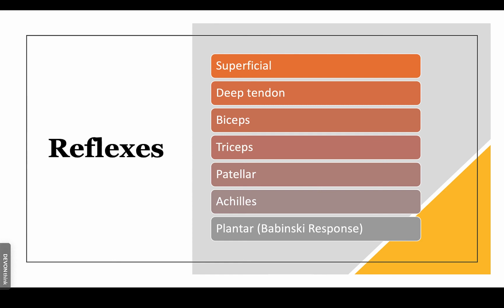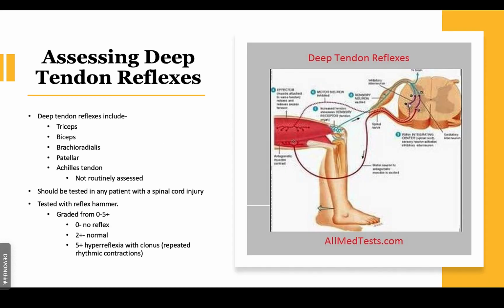In order to have a muscle or motor movement, we need to have a sensory nerve, 2 synapses, a motor nerve, and a competent muscle. So we need to have 4 things intact in order to see a deep tendon reflex. Here is how to assess the deep tendon reflexes. Again, talking about grading the reflex from 0 to 5.